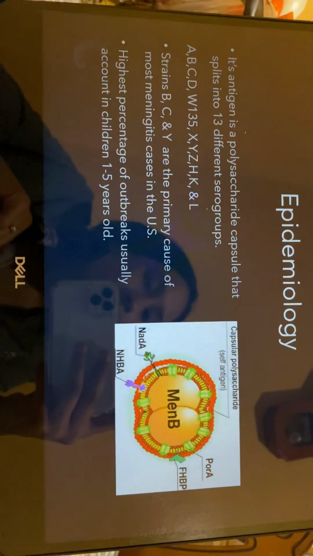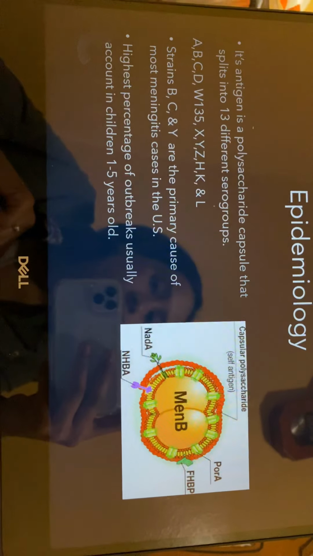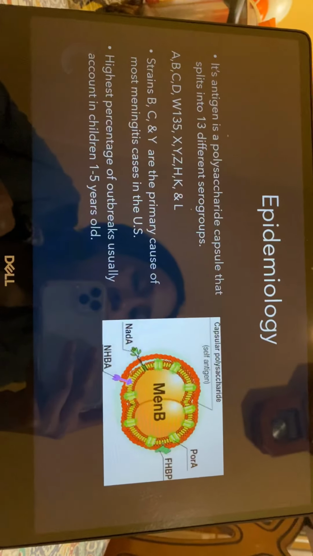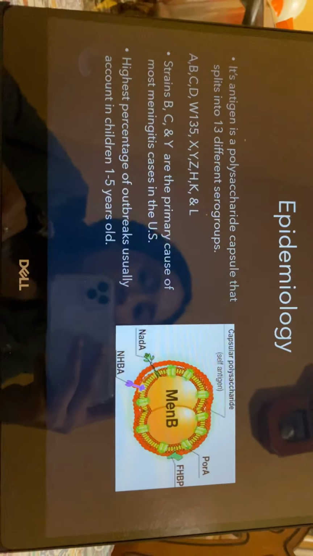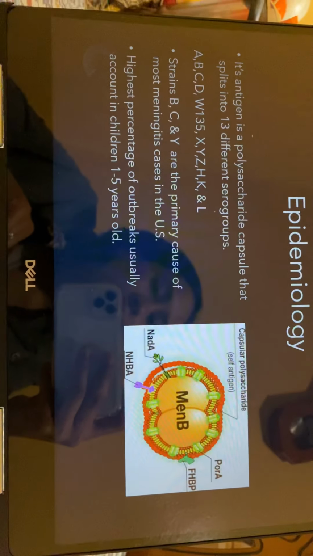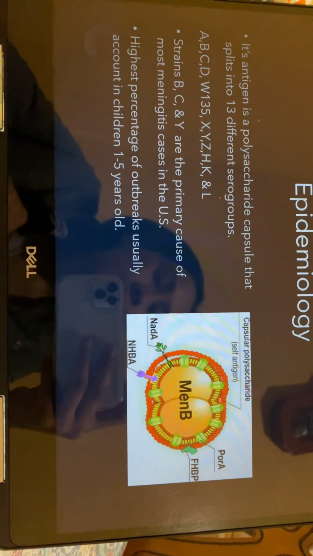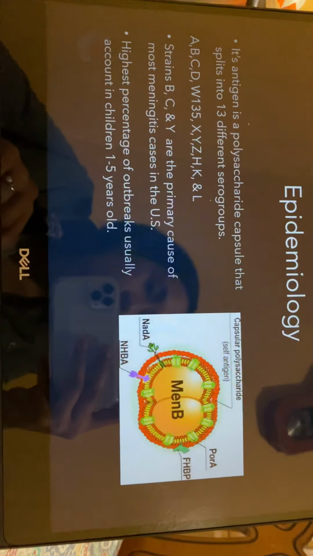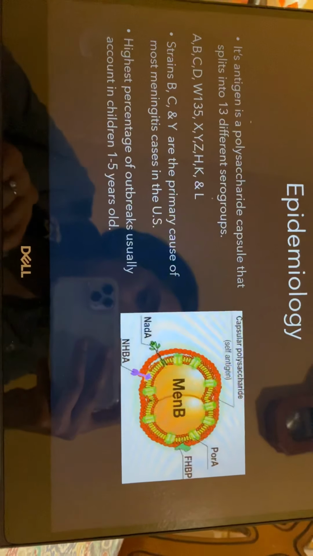Its antigen is a polysaccharide capsule that splits into 13 different serogroups: A, B, C, D, W135, X, Y, Z, H, K, and L. Strains B, C, and Y are the primary cause of most meningitis cases in the U.S., with the highest percentage of outbreaks usually occurring in children 1 through 5 years old. There is my capsular picture.